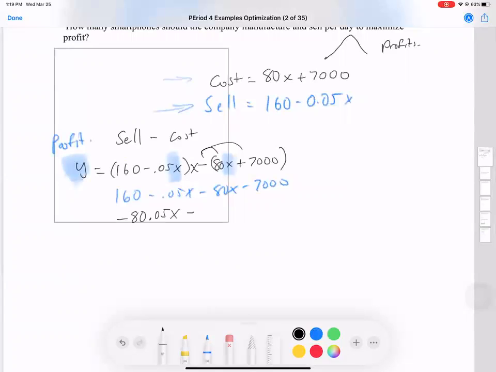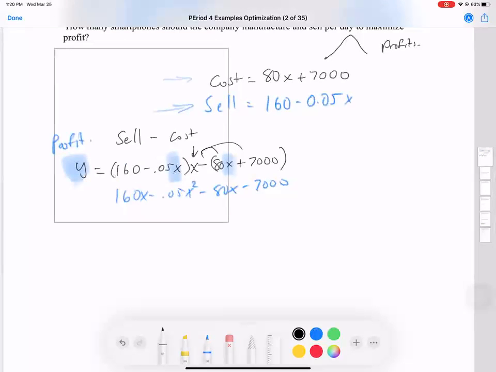x here. Because if I sell 50 phones, this is the price, and this is multiplied by 50. So, I made a mistake here. It's going to be x squared. Anyone have a problem with that?